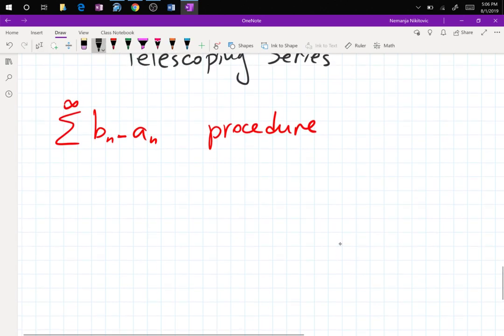So here it is. Summation of 1 over n minus 1 over n plus 1 from, let's say, 2 to infinity.